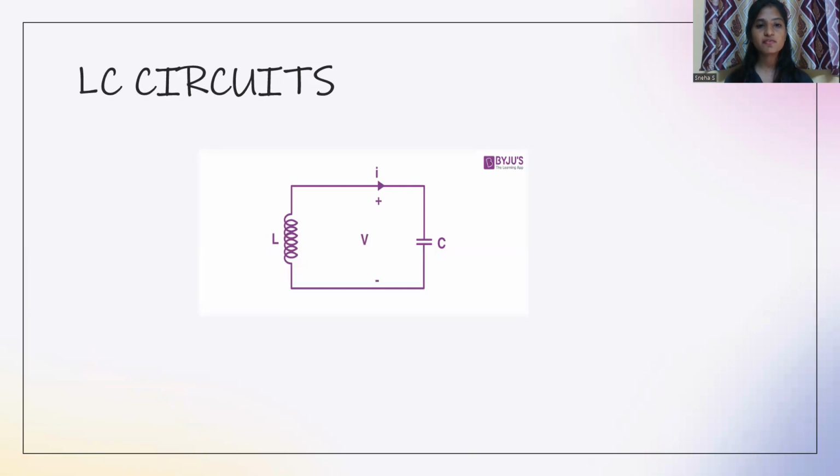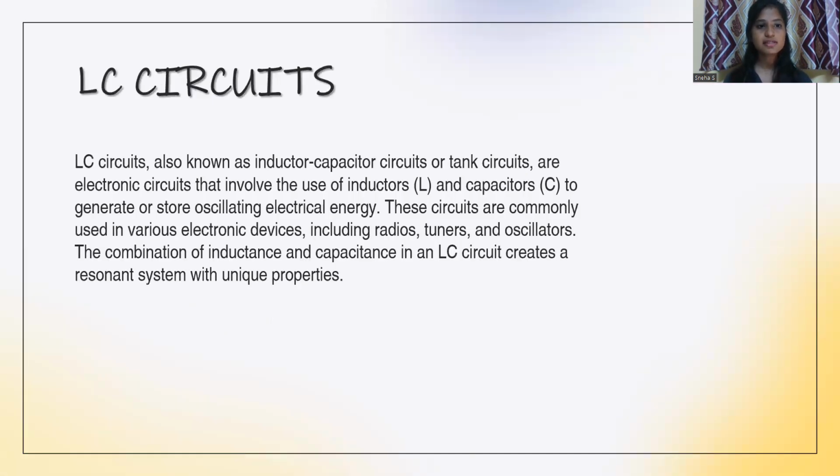So this is a diagram of an LC circuit. What is an LC circuit? An LC circuit is a combination of an inductor and a capacitor. Inductor is denoted by L and capacitor is denoted by C. Now let us see what an LC circuit is. An LC circuit is an inductor-capacitor circuit, which I already told you.